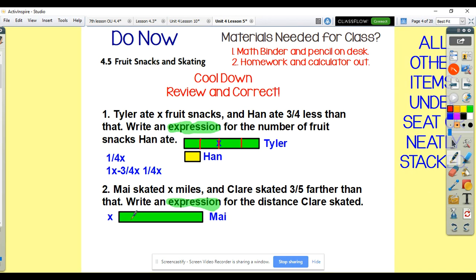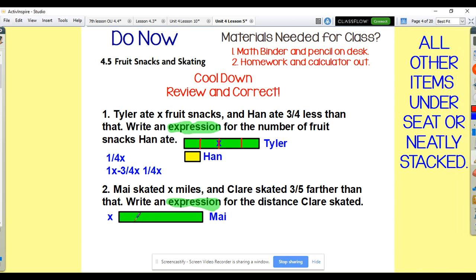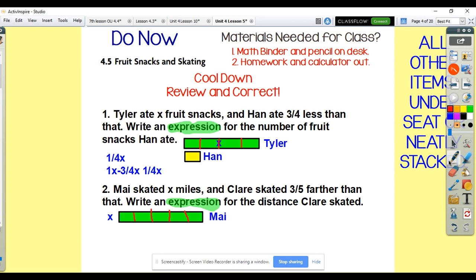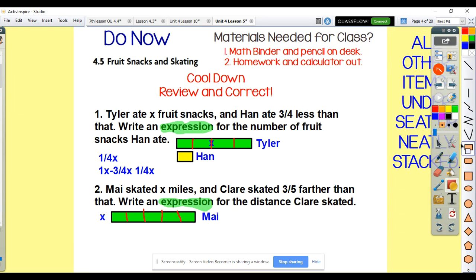All right, so that means that Claire skated all of this. Let's see if I can divide this into fifths. That's 1/5, 1, 2, sorry, it's a little messy there, guys. 3, that's close enough. 4, 5. So if these are each fifths, then we are saying that Claire skated another 3/5 farther than that. So now I'm going to take all of this, because that represents Maya, and then Claire skated 3 more of those. So I'm going to estimate that to be about that far out.